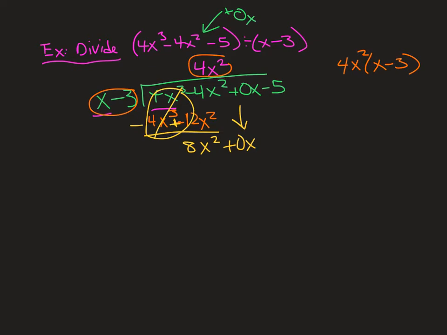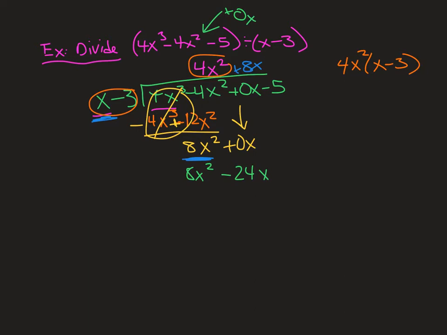So now I'm going to take 8x squared, I only look at my first term, divided by x. 8x squared divided by x is going to be 8x. Then I'm going to multiply once again. And I'm not going to show it on the side, but I'm doing 8x times x minus 3. That gives me 8x squared minus 24x.